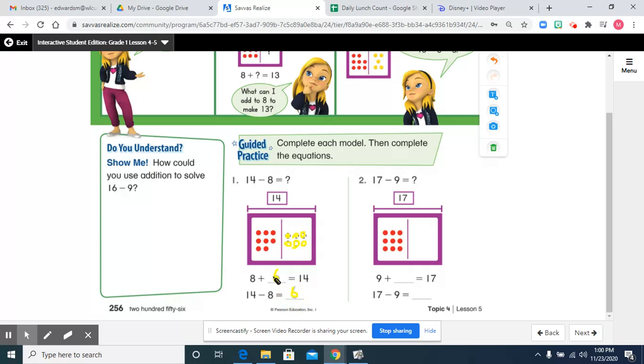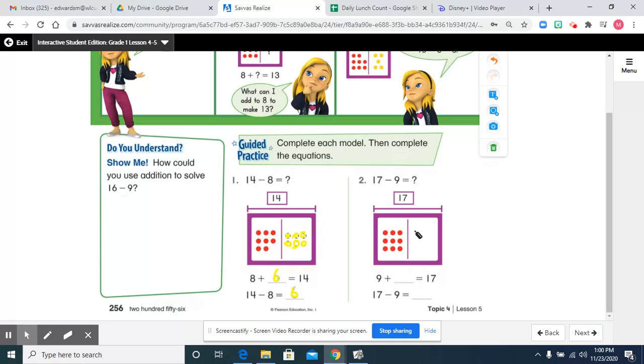Now, if you've noticed, the bottom 2 answers will be the same because these are related facts. So that has an 8, that has an 8, that has a 14, that has a 14. The only 2 that were missing were 6s, which had to be the same number. Okay, try number 2 on your own, and then we'll go through it when you are finished.